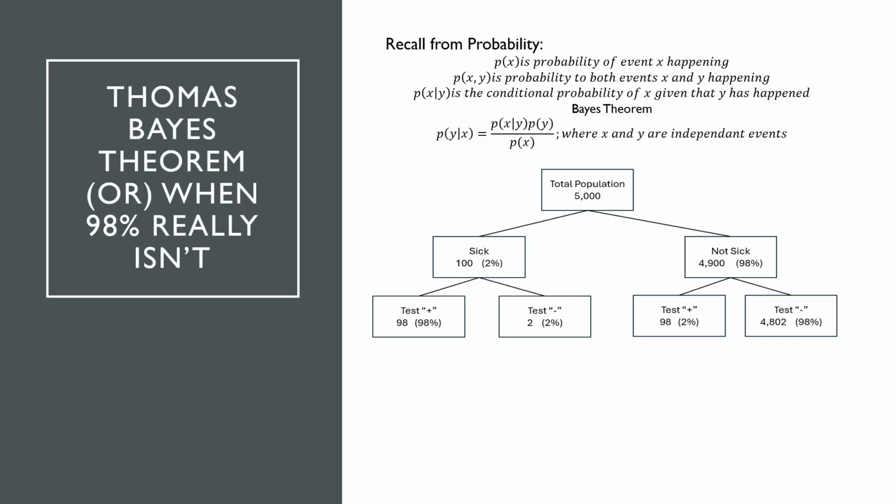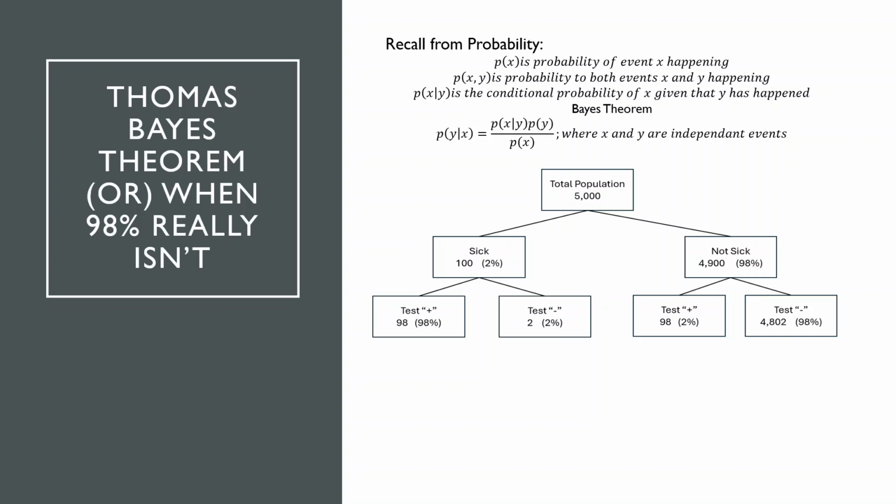Suppose we've got a very small village. Total population is 5,000 people. In this population, we have 100 people who are sick and 4,900 who are not sick. And we give our test to all of them, everyone in town. We give the quick test, which again is 98% accurate.